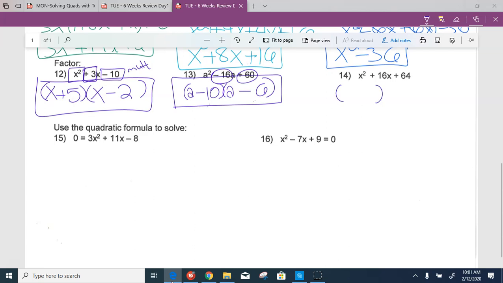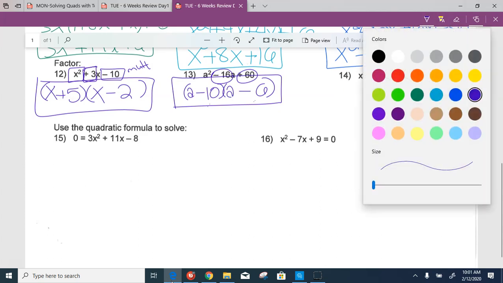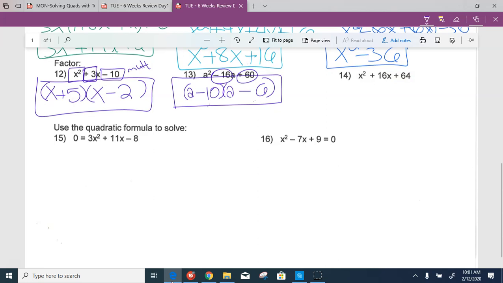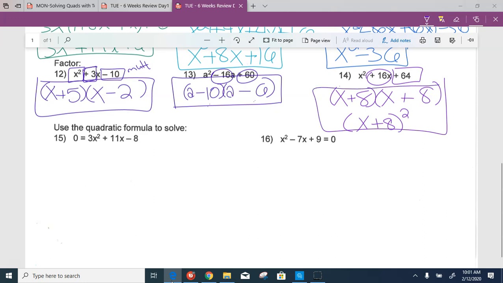For number 14. Whoops. I want to keep my pattern going, so I'm going to change the color up a shade, as I've been doing, because it brings me joy when I do notes. All right, so number 14, I have the same exact process again. X times x will give me x squared. What will give me a 64 when multiplied and add up to an 8? Both positives, positive 8 and positive 8. So I can leave it like that, or I can write it as the same thing times itself. Be prepared to see it either way.